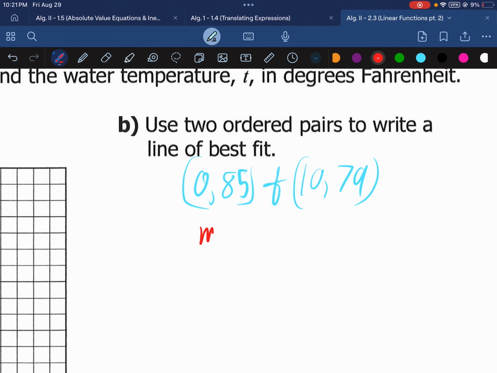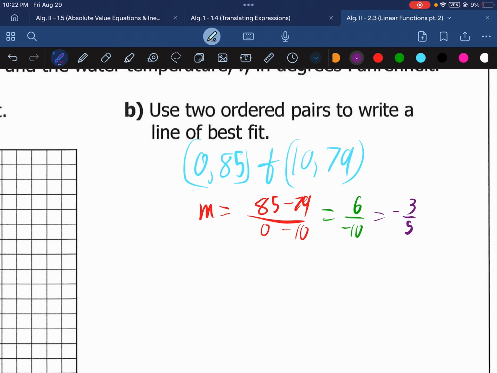So I'm going to use m equals 85 minus 79 over 0 minus 10. And if you put 79 minus 85 on the top, that's okay as well. On the bottom, obviously on the top we get 6, on the bottom we get negative 10. And that reduces to negative 3 over 5, where the negative can be on the top, bottom, or out in front. So now I'm going to pick one of these points and use it to plug in using point slope form. I'm going to pick the one with the 0, because 0 is a nice number to work with.